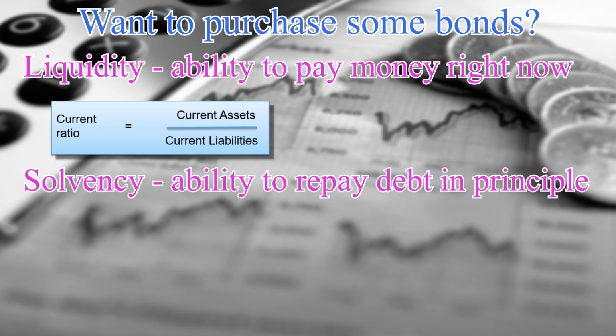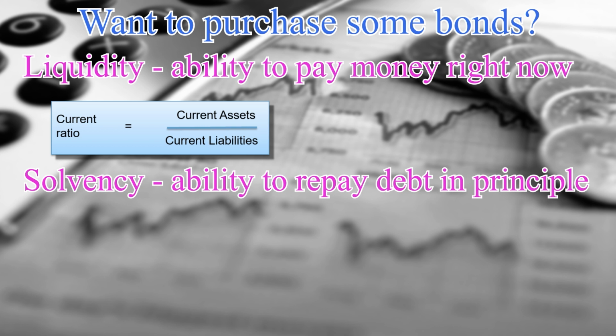So the sort of golden standard is a ratio of 1, but again, this number really depends on the industry in which the company is working. There are some companies that have a much lower current ratio and they're absolutely fine. And you will see examples of such companies later in this section of the course.